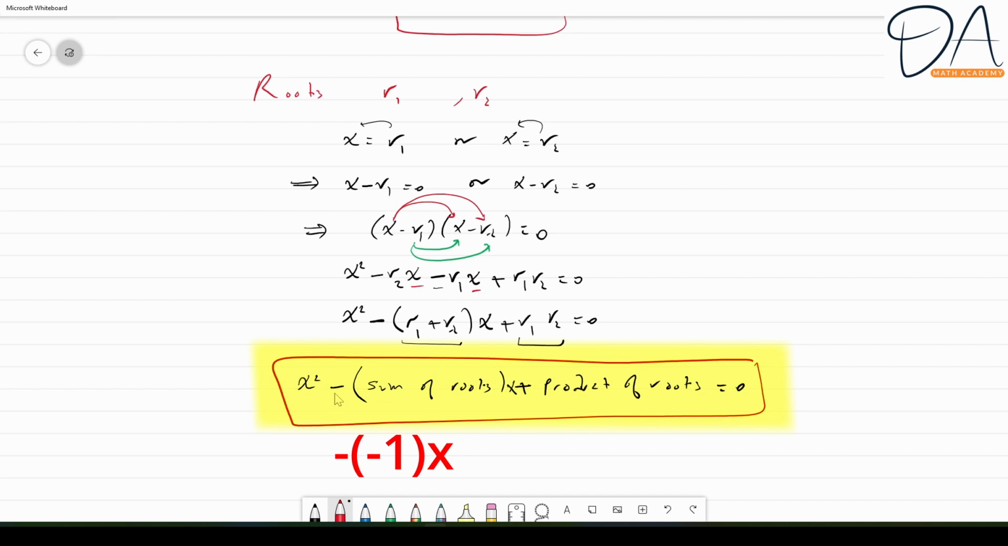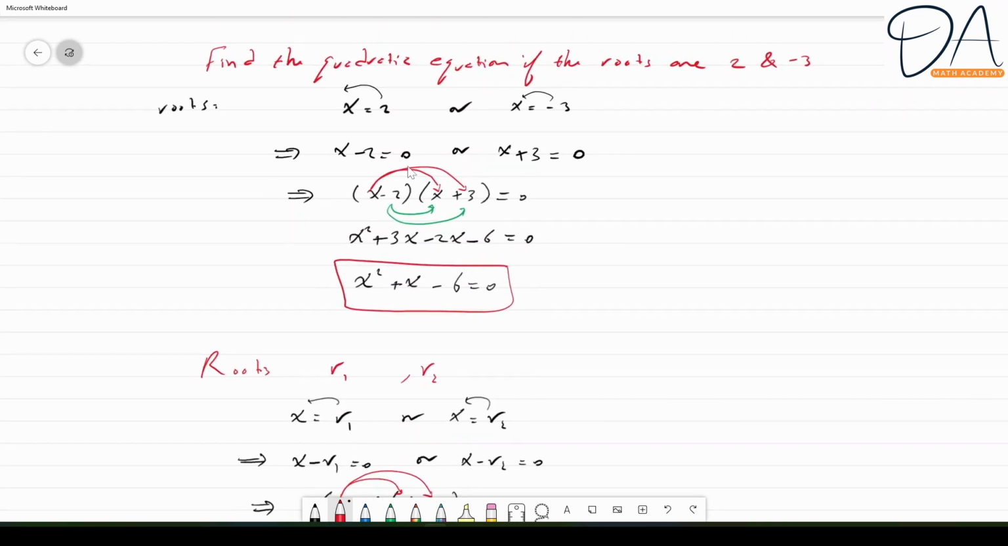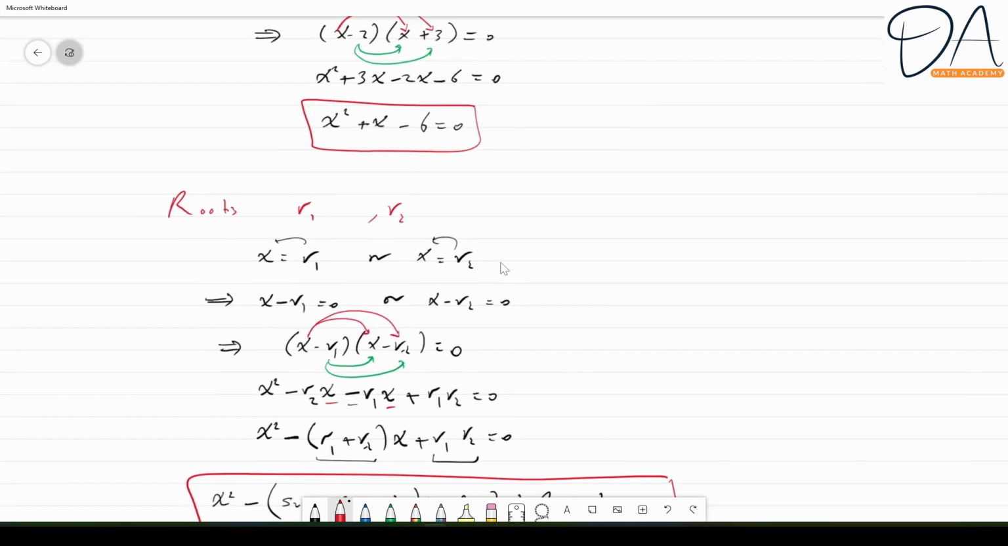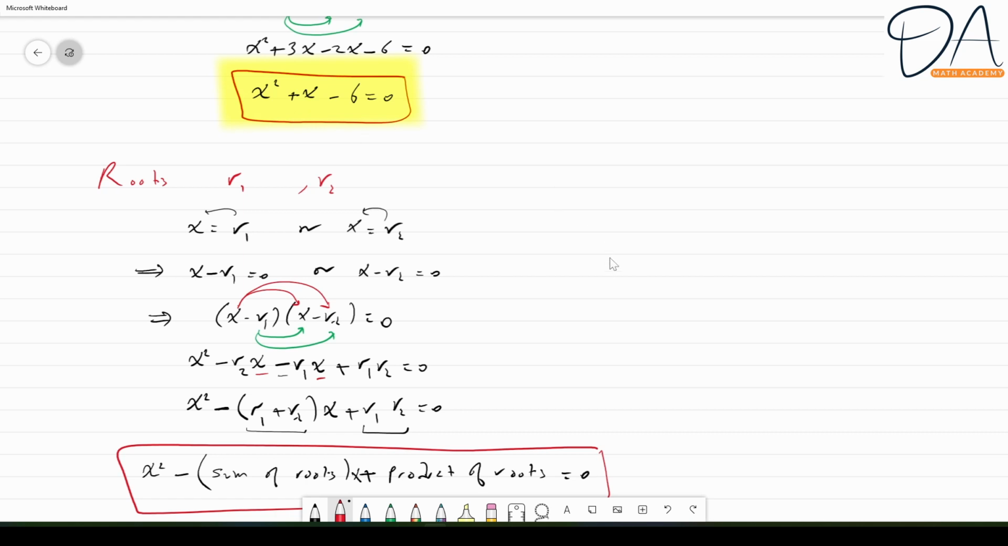And then here minus 1, that give you 1. So we'll get plus x. And then the product of them, 2 times 3, that give you minus 6. So in place of the product, you will get minus 6. That will give us exactly the same thing that we get here.